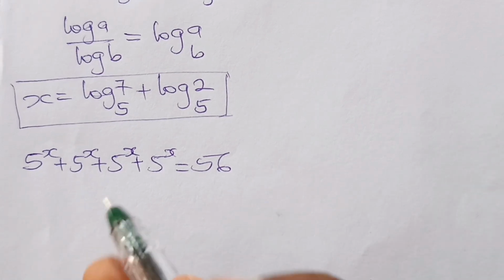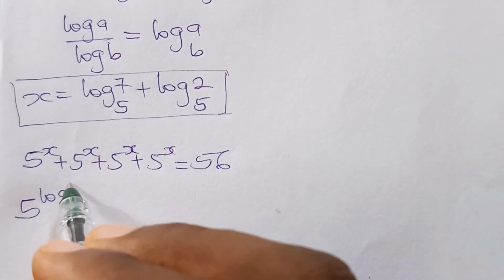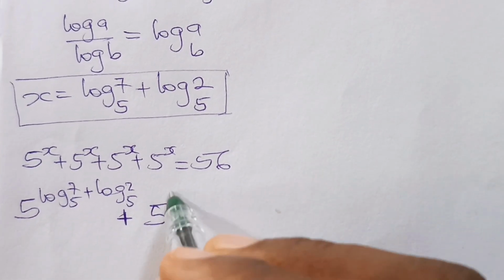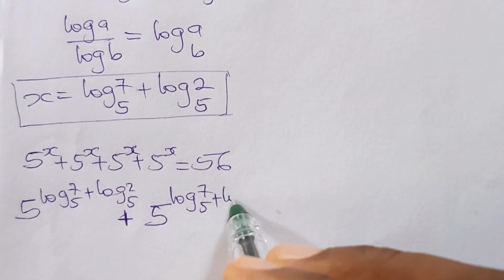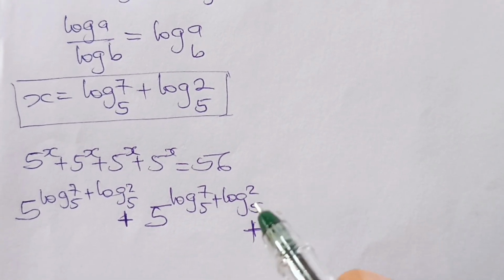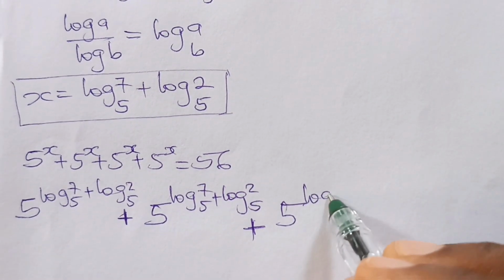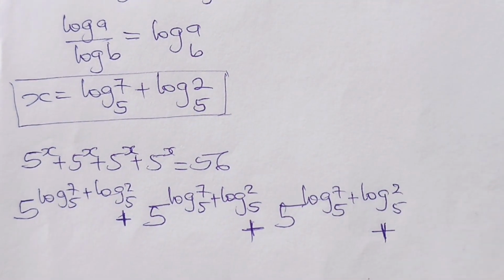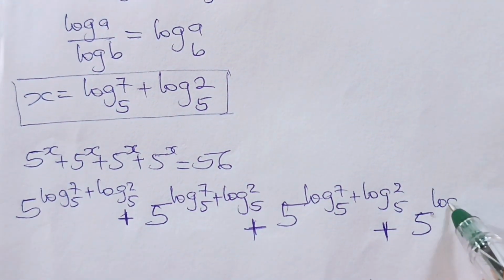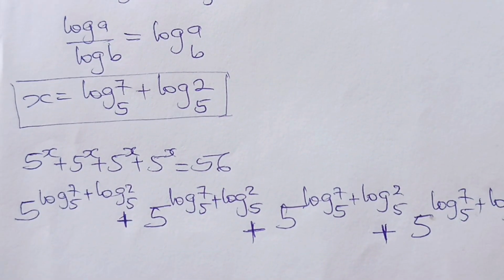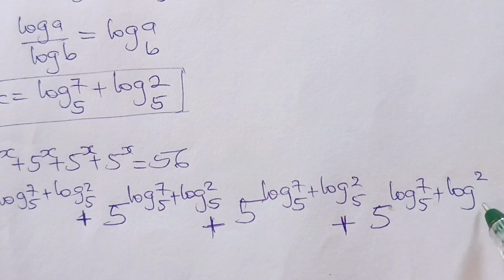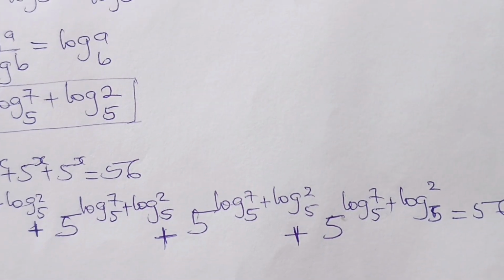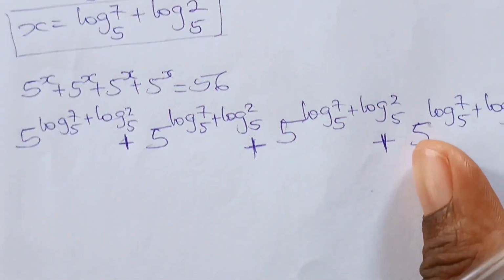So let's substitute. So we have 5 to the power of log 7 base 5 plus log 2 base 5, plus 5 to the power of log 7 base 5 plus log 2 base 5, plus 5 to the power of log 7 base 5 plus log 2 base 5, plus 5 to the power of log 7 base 5 plus log 2 base 5, is equal to 56. This is going to be long.